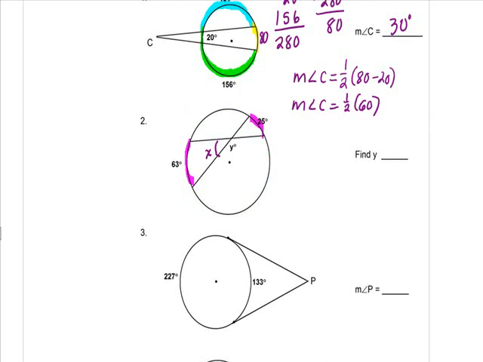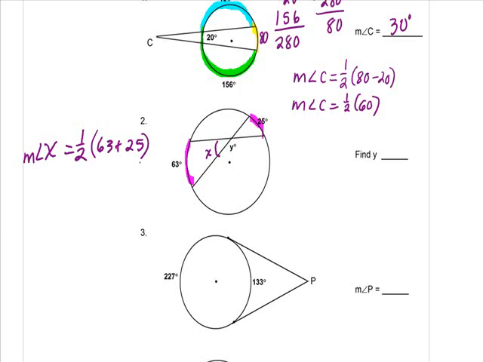Now if I go through the trouble of finding x, how can I find y afterwards? What must the relationship of x and y be? Ruby? They're supplementary. Good. So let's go ahead and find x. Now the measure of angle x is going to be 1/2, what? The difference or the sum? The sum. Good. Of 63 plus 25.